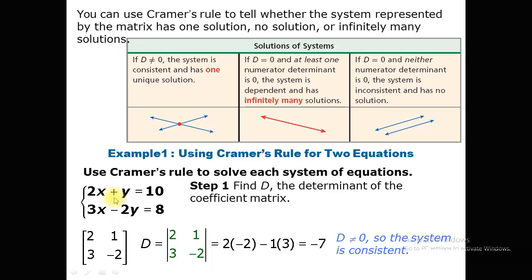suppose in this system this is the coefficient matrix. So if D is equal to 0, the determinant of this matrix is 0, and at least one numerator determinant is 0. At least one numerator determinant means Dx or Dy or Dz, if we have a system of three equations. So if D is equal to 0 and at least one numerator determinant is 0, then the system is dependent and has infinitely many solutions.